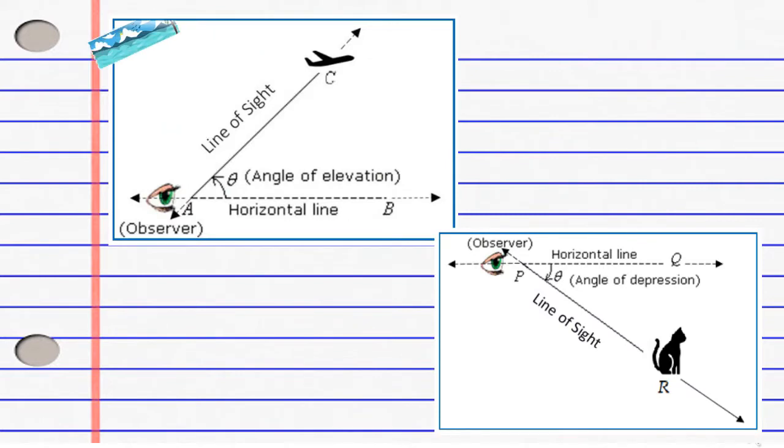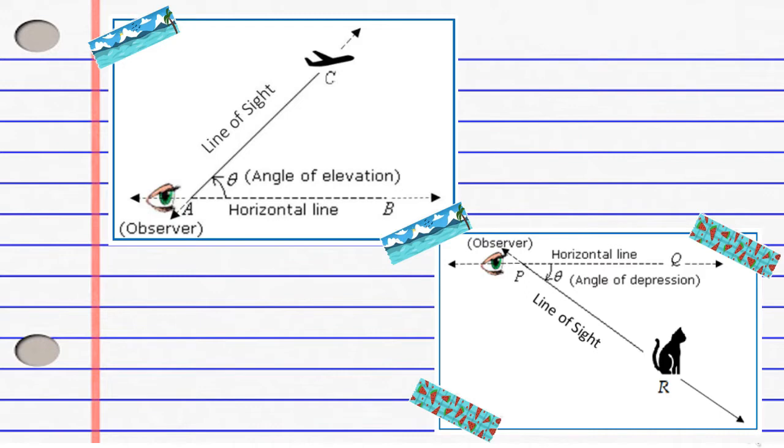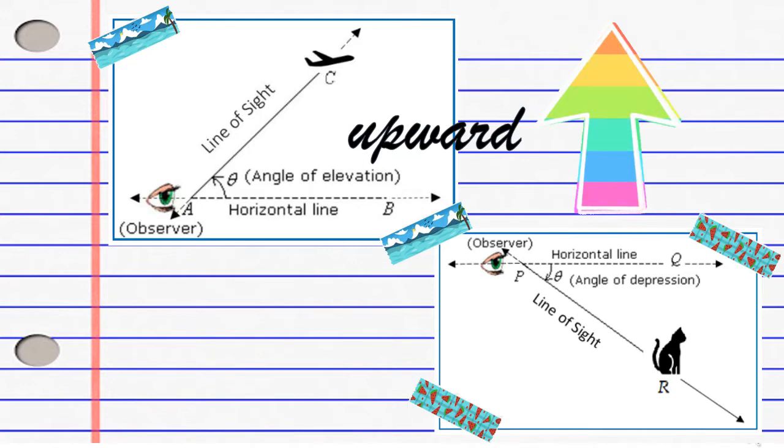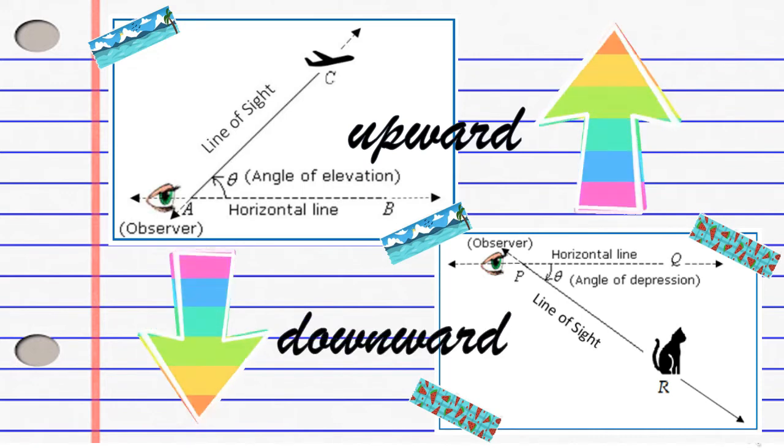Take a look at the examples of angle of elevation and angle of depression from your modules. What can you say about the two? Can you differentiate the two? Very good! The angle of elevation denotes the angle from the horizontal line upward to the object, while the angle of depression denotes the angle from the horizontal line below the object.